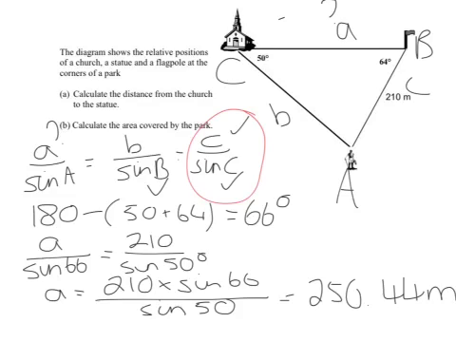Okay, so now we're going to take a look at part B. Part B was about finding the area covered. And we now have that this is 250.44. This angle here is 64. And then the length of the other side is 210 meters.